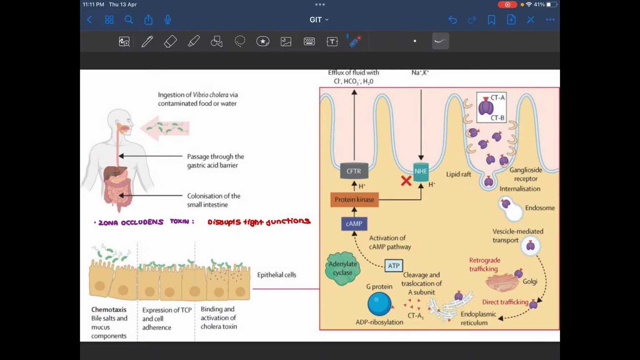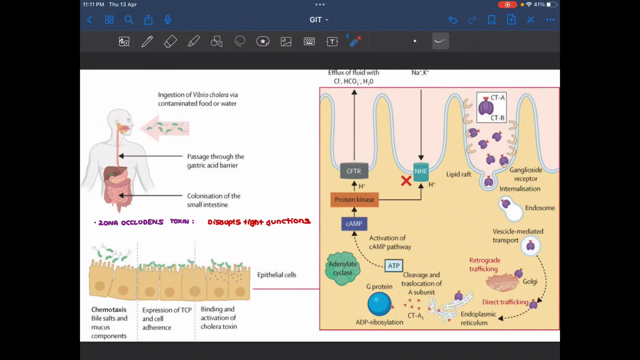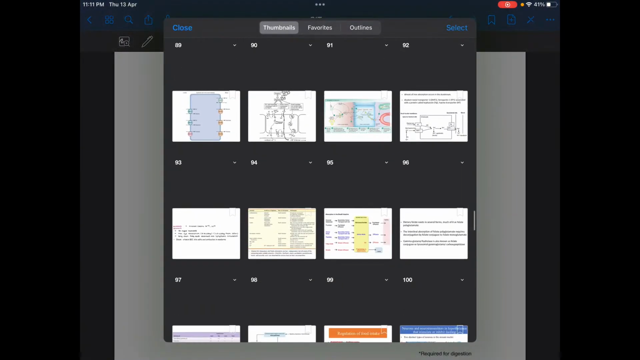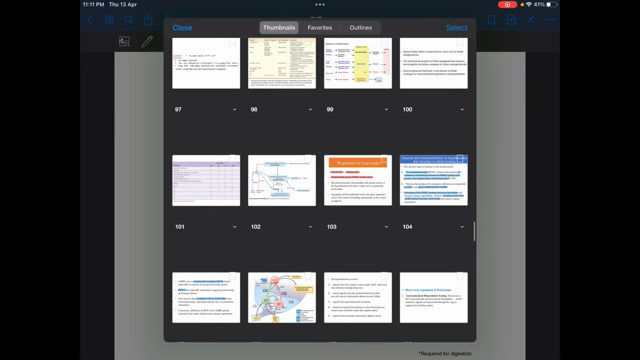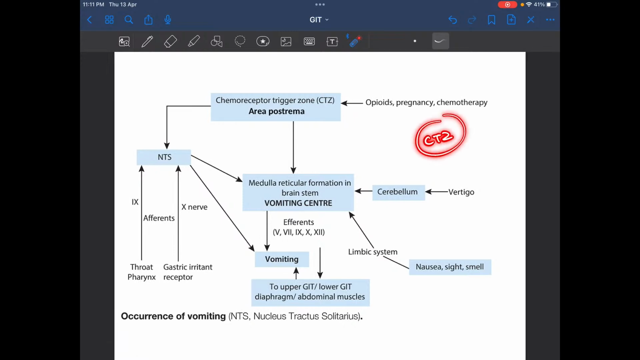The second mechanism is through the zona occludens toxin. Between these epithelial cells, you have tight junctions known as zona occludens. This toxin can cleave these zona occludens, and then through the paracellular pathway both ions as well as water can flow into the lumen, and that can lead to diarrhea. So this is what we have discussed. The last concluding portion that I want you to remember is the chemoreceptor trigger zone. We know there is a vomiting center, and there are multiple afferents which can stimulate it. We call it the chemoreceptor trigger zone, right?